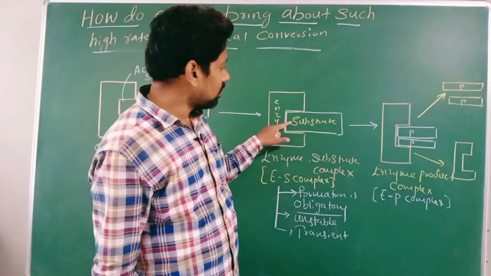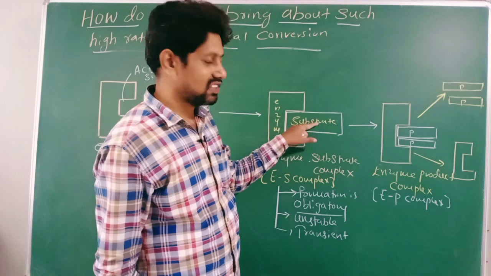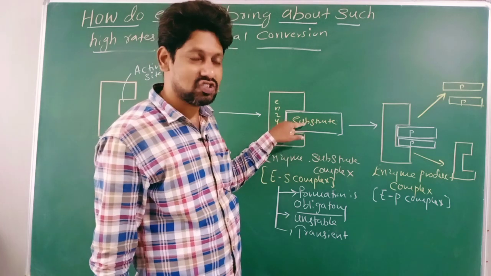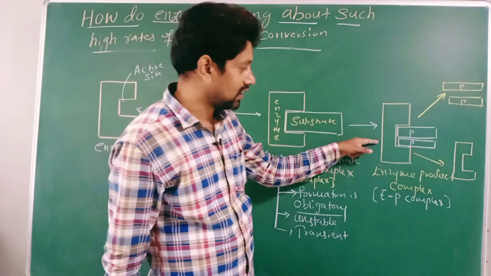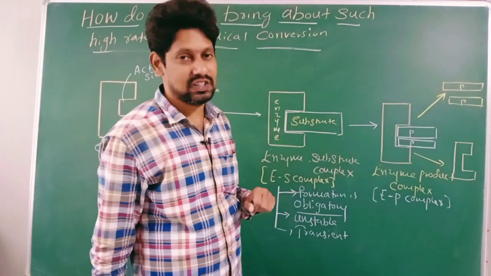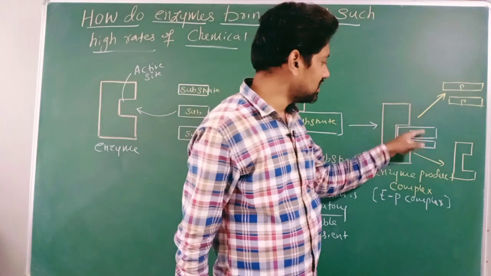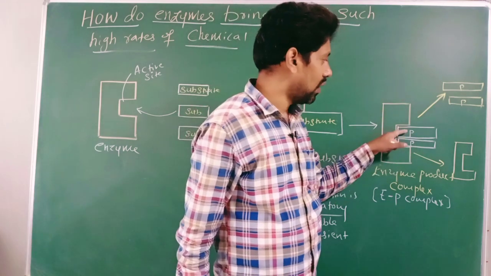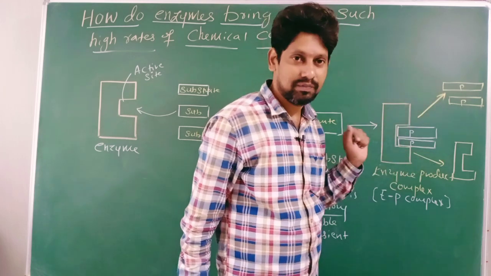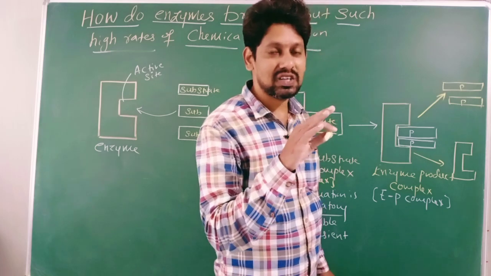Once a substrate binds in the active site of an enzyme, the bonds in this substrate are broken and new bonds are formed, by which the substrate gets changed to product. Therefore, now enzyme product complex is formed. Once the product comes out of the active site of the enzyme, the enzyme becomes free. The quality and quantity of the enzyme remain unchanged.